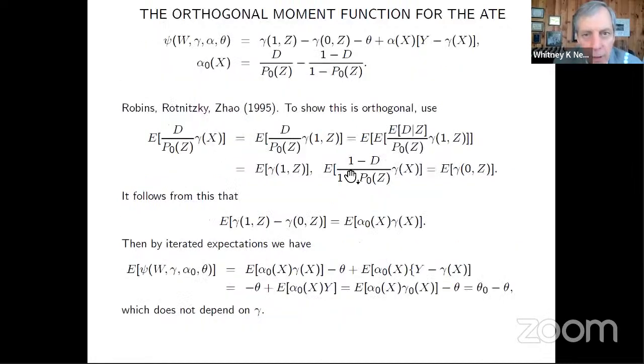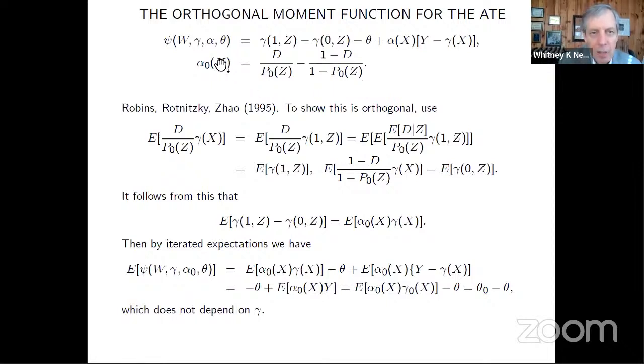Turns out that the debiasing term is the product of some function of x and the residual from the regression. Okay, so that's going to be the orthogonal moment function. Just to save time, we'll do it in one step, write down the orthogonal moment function. Here's the identifying moment function. Here's the bias correction term here. And the true alpha naught, the true alpha is this thing. It's the ratio of the treatment indicator to the propensity score minus the ratio of 1 minus the treatment indicator to 1 minus the propensity score, okay?